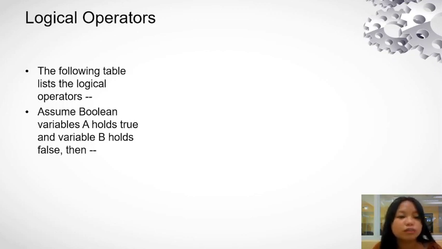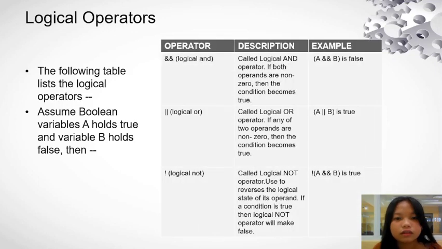The following table lists the logical operators. Assume Boolean variable A holds true and variable B holds false. Then this is the symbol of logical AND, called the logical AND operator. If both operands are non-zero, then the condition becomes true. For example, A and B is false.